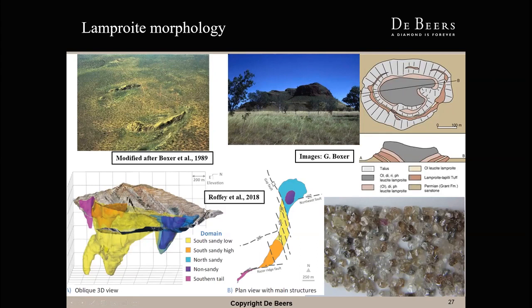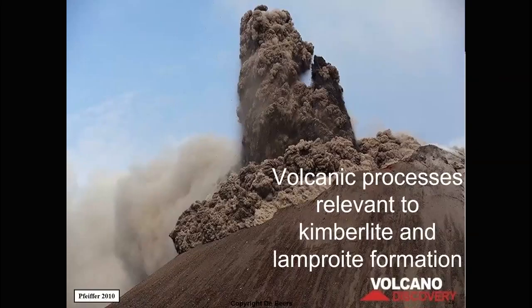And then lastly, just bottom left to note, this is Argyle. As with kimberlite, you can most definitely also find multi-vent complexes, the same as kimberlites. These are also volcanoes, so in terms of the volcanological characteristics, there's no reason that they won't also show some of these features. Moving on to some volcanic processes.